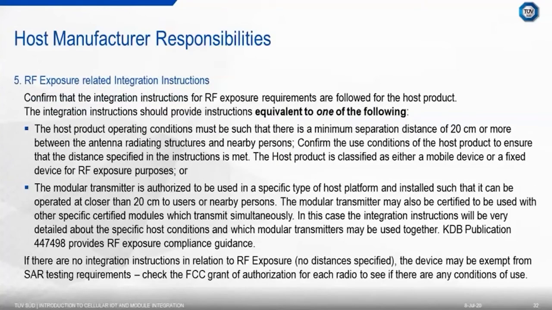Continuing on, RF exposure is a very key issue that needs to be addressed. The modular integration instructions should either specify a distance of 20 centimeters or more between the antenna and the persons, or alternatively, it can be installed closer than 20 centimeters to the user or a person, but installed in a specific type of host. As well as this, the module may also be certified to be used with other certified modules which could transmit at the same time. And if there are no integration instructions relating to RF exposure, i.e. there's no distance specified, then the device could be exempt from SAR testing, but you would need to check the grant of authorization for each radio transmitter to find that out.